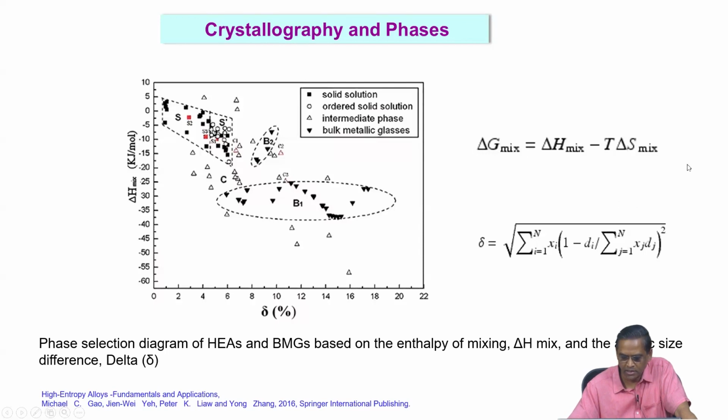The atomic size difference is given by the square root of the sum from i equal to 1 to n of xi into (1 minus di divided by the sum from j equal to 1 to n of xj dj) whole squared. Here xi is the composition of the ith element, xj is the composition of the jth element, di is the diameter of the ith element and dj is that of the jth element. So the atomic size difference is defined like this. There are other ways reported in the literature to define this parameter, but this particular book takes this as the parameter.